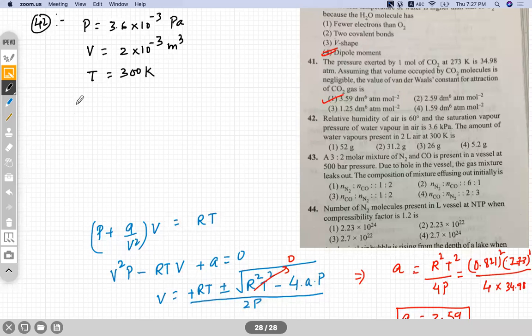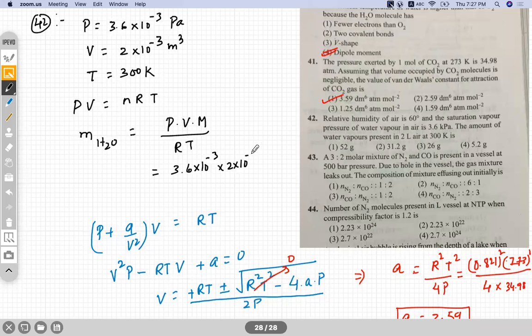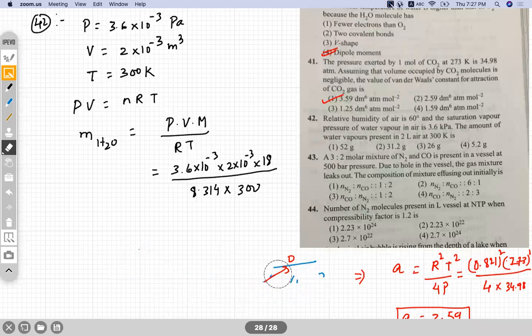We'll find out the mass of water from PV equals nRT. So mass of H2O would be P into V into molecular mass divided by R into T. So all the values we will substitute: 3.6 into 10 to the power minus 3, 2 into 10 to the power minus 3, into 18, divided by 8.314 SI unit into 300. Okay, so when you solve this, the mass you will get is around 52 gram.